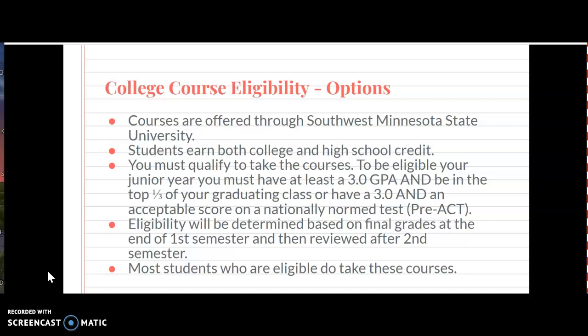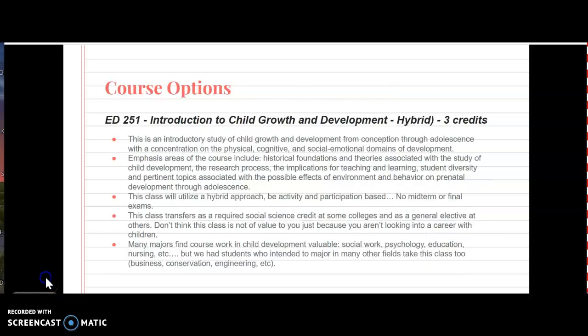To qualify as a junior, you have to have at least a 3.0 GPA and be in the top 1/3 of your class, or have a 3.0 and have a nationally normed test score that qualifies you, like the pre-ACT. So we'll finalize who's eligible this week, and if you want to know, you can stop in and see me or Mrs. Garcia. But a lot of students who are taking this class are likely going to be taking college courses. In fact, the large majority of you will.